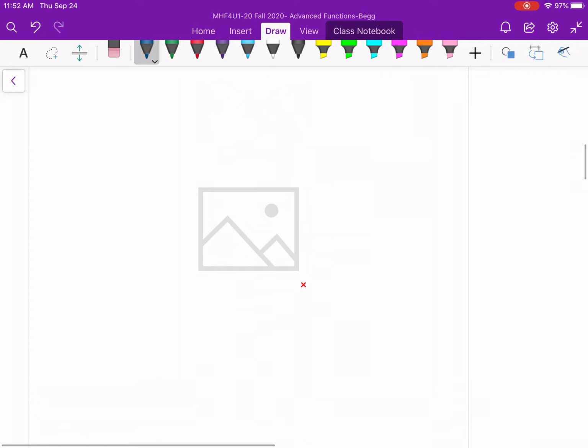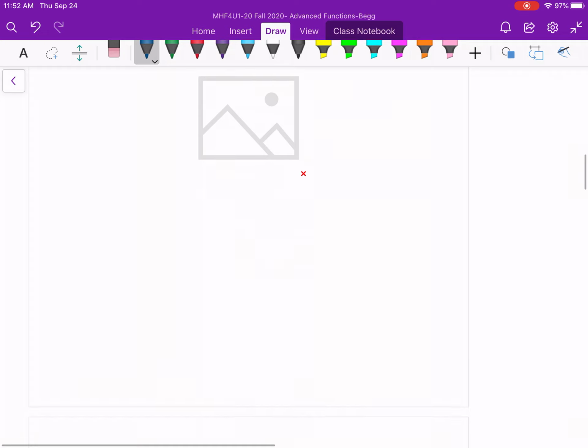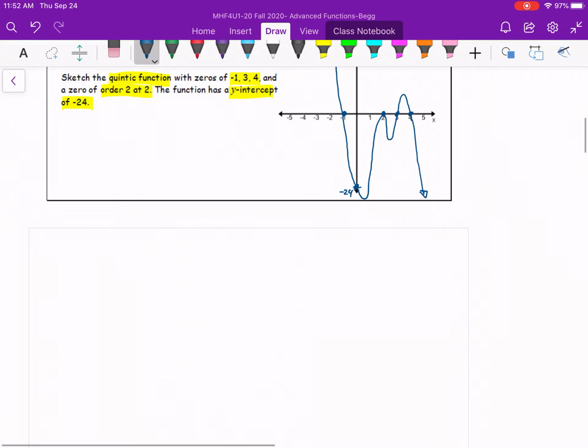I seem to be missing part of my next part of my printout here. Luckily, I don't think there's any more examples. Let me just take a look somewhere else.